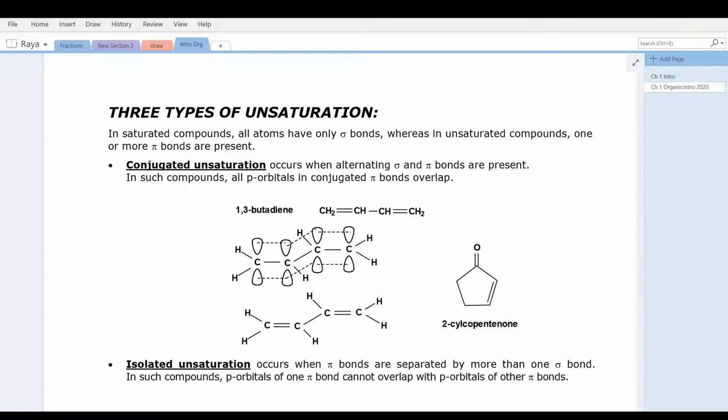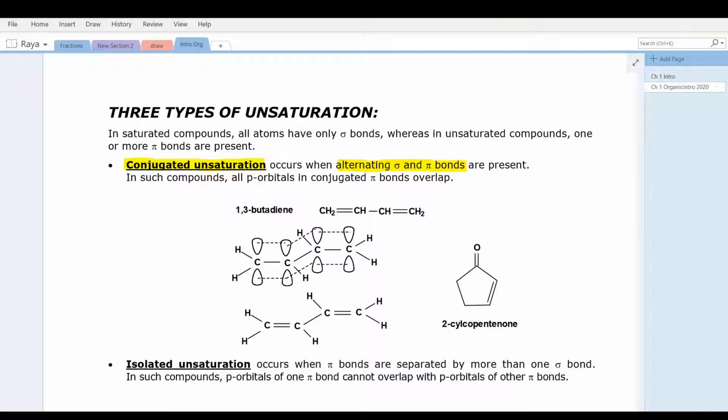The relative position of the pi bonds in a compound affects a compound's behavior in a chemical reaction. And there are 3 cases to consider, or 3 types of unsaturation. First, let's look at conjugated unsaturation. The word conjugated means related. So conjugated unsaturation occurs when we have an alternating pattern of sigma and pi bonds, as for example in 1,3-butadiene. We have pi, sigma, pi. That's the alternating pattern. In 2-cyclopentene, we have sigma, pi, sigma, pi. Again, this alternating pattern of sigma and pi bonds.